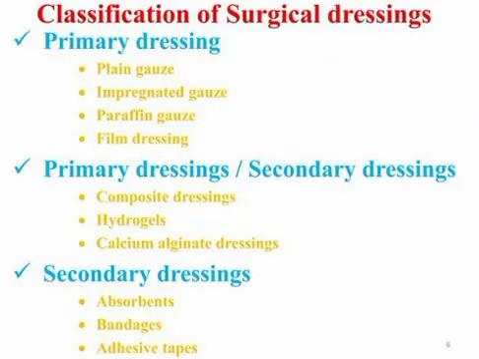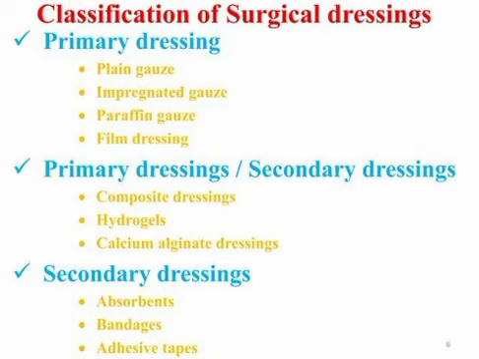Now, let's see the classification of the surgical dressings. They are classified into primary dressings, primary or secondary dressings, and secondary dressings. So, they are classified into three types. In primary dressings, four types are used: plain gauze, impregnated gauze, paraffin gauze, and film dressing. These are some of the aids which are used as the primary dressing for our wounds.